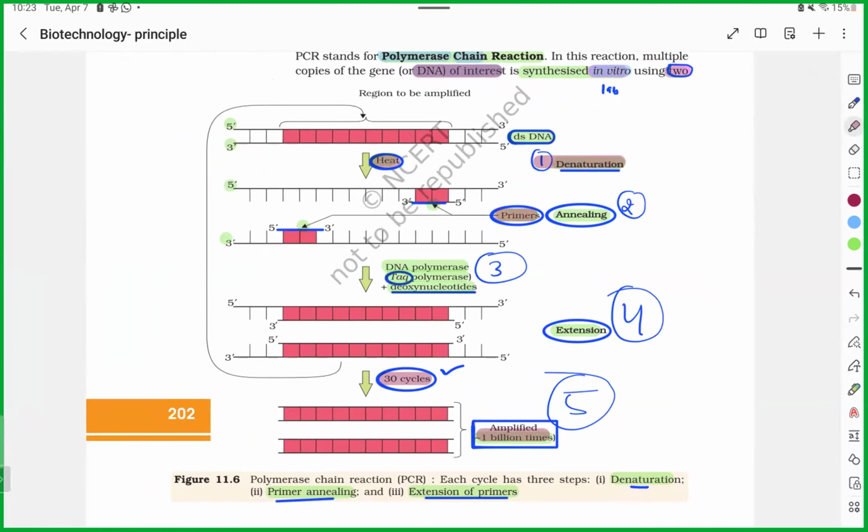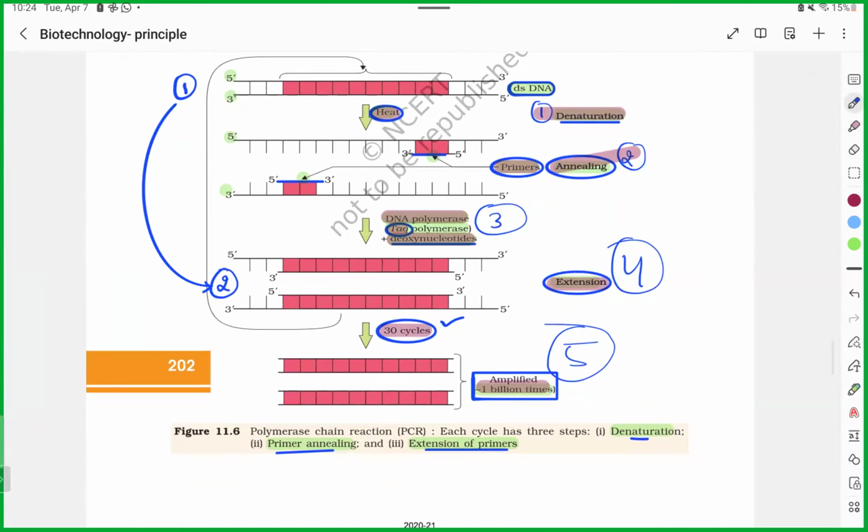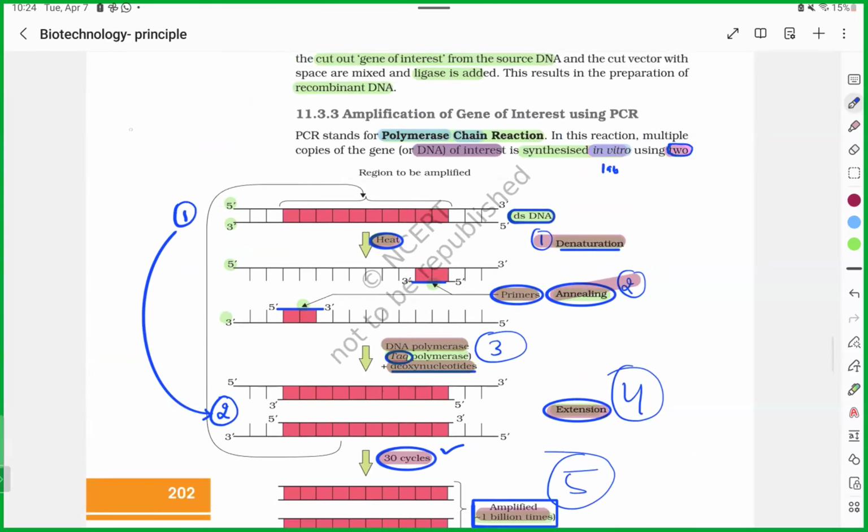Then you add a primer in the process of annealing, correct? And third step, when you add DNA polymerase, enzyme Taq polymerase, and deoxynucleotides, extension will happen, and from one DNA, you will get two DNA. It will produce two DNA, and the same cycle is repeated 30 times. So, how many DNA are produced after n cycles? 2 raised to power n. 2025 NEET question. 2 raised to power n.